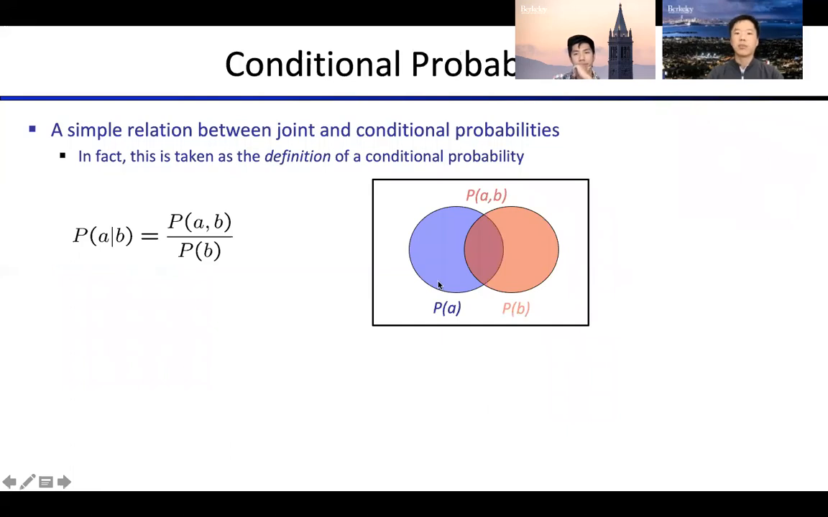In the next part, we'd like to talk about conditional probabilities. The probability of A given B is the probability of the joint distribution of A and B divided by the probability of B.